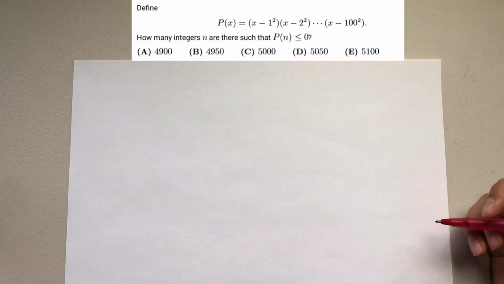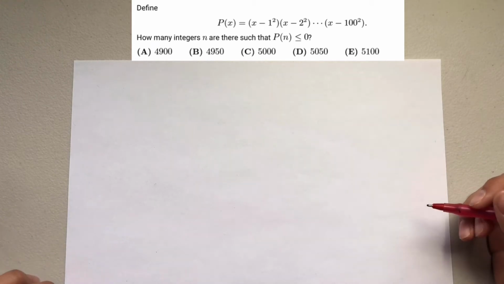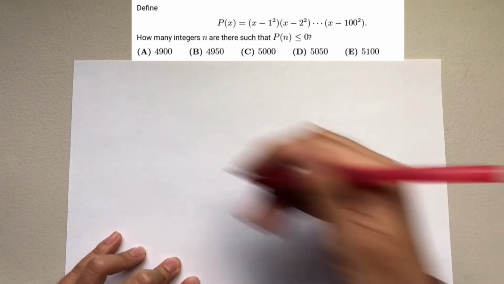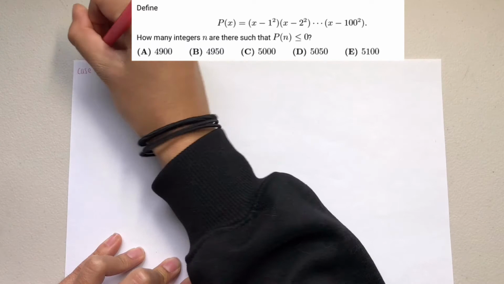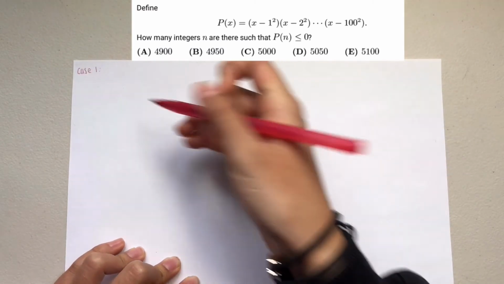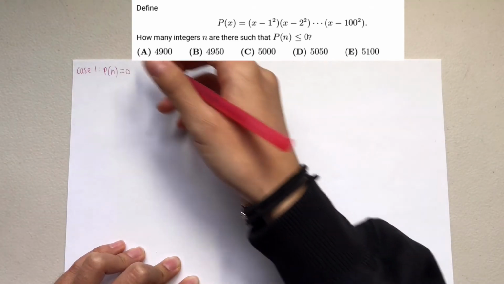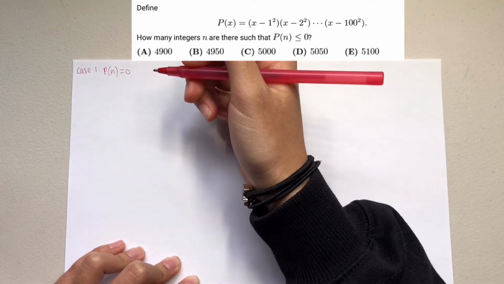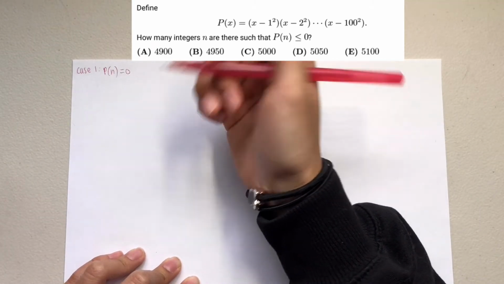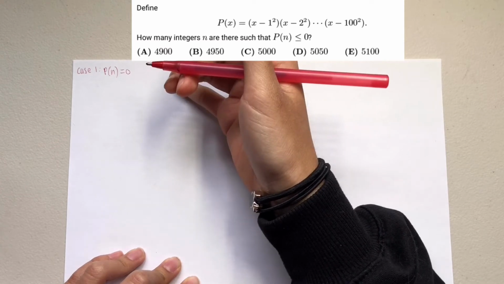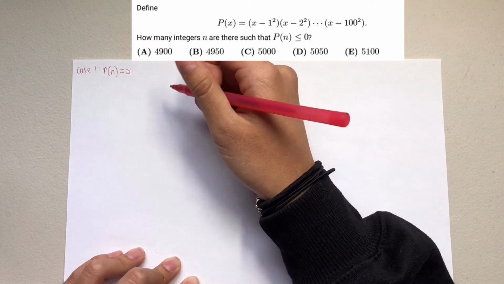First, what we're going to do is divide this problem into cases. The first case, case 1, would be if P(n) is equal to 0. In order to make P(n) equal to 0, n could be 1 or 4 or 9 or 10,000.